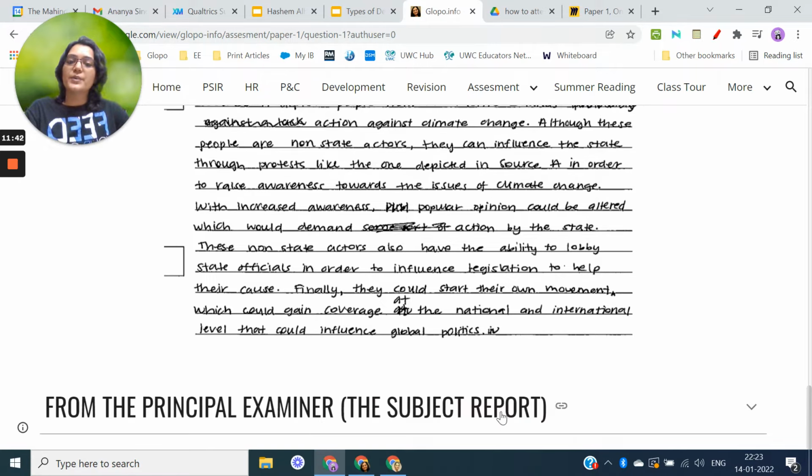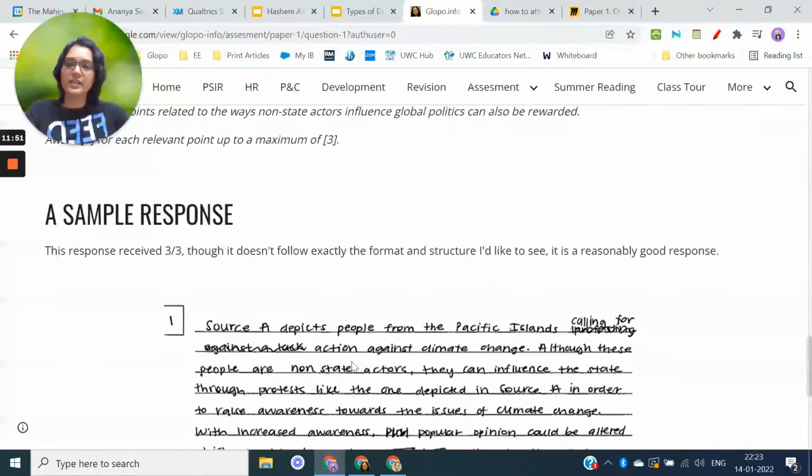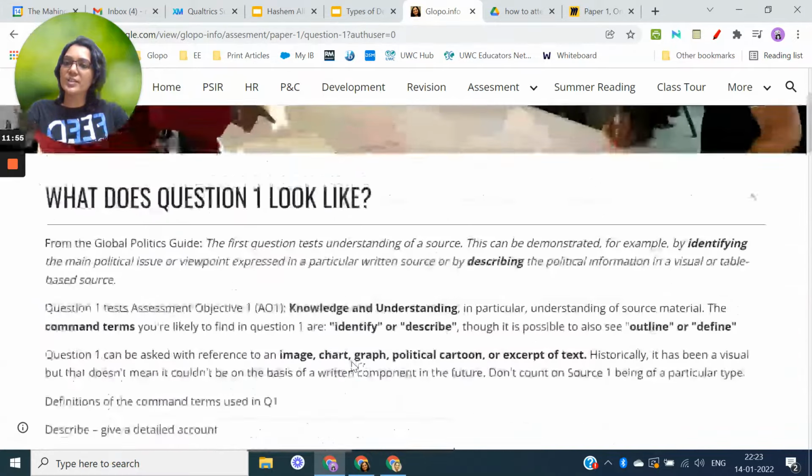Then principal examiners comment on this one. So this is what I have already covered, so I'm not going to repeat it. You already have the access to the link, you can read it. Clear? Question number one. Question number one, it's very easy.